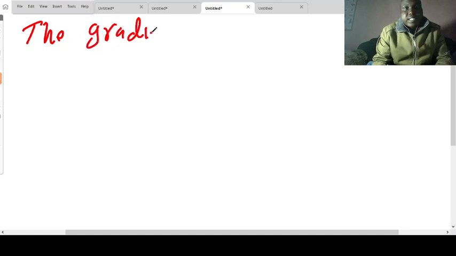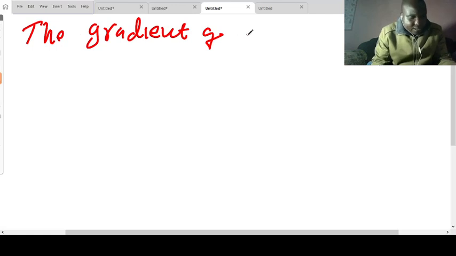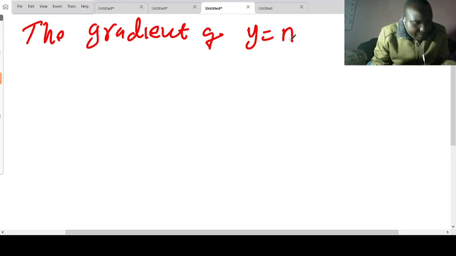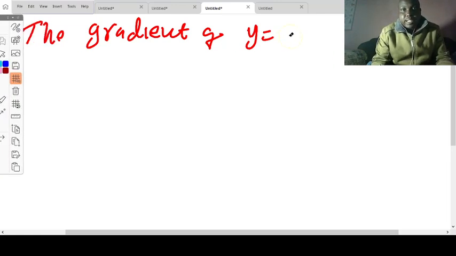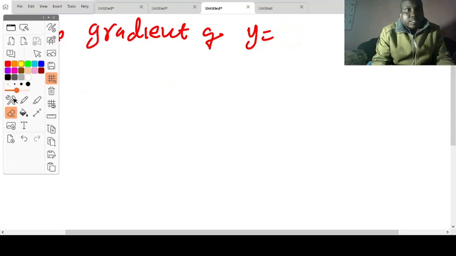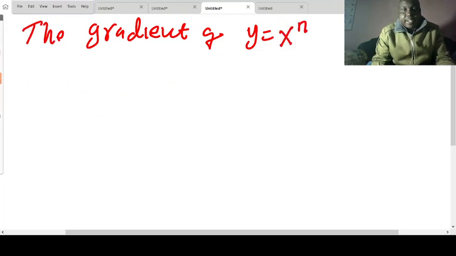The gradient of y is equal to n. The gradient of y is equal to x raised to power n. X raised to power n.